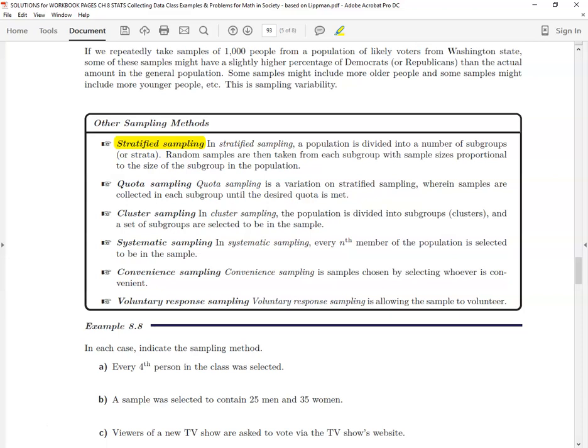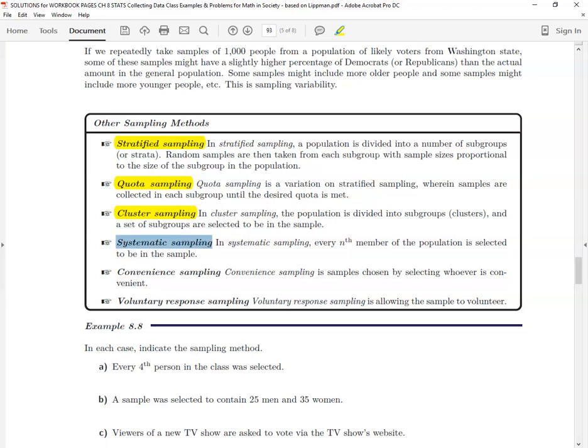But I'm going to compare that down here to cluster sampling. In cluster sampling, we would just pick certain clusters of states and then sample everybody in those states. So that's the difference. And on the PowerPoint, I'll show you some pictures. Quota sampling is a variation of stratified, where we want to make sure that we have a certain quota or ratio of people.